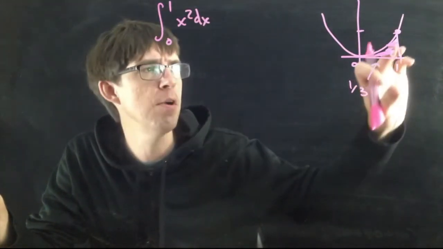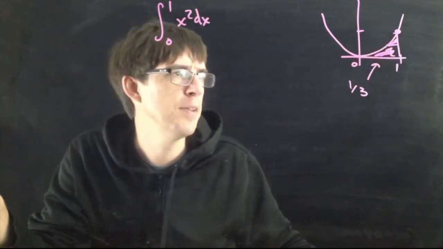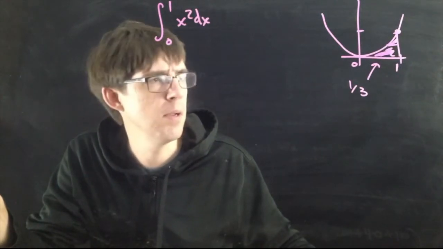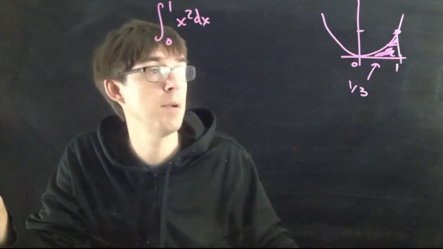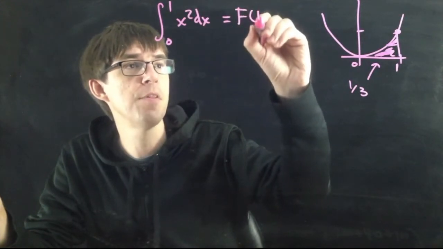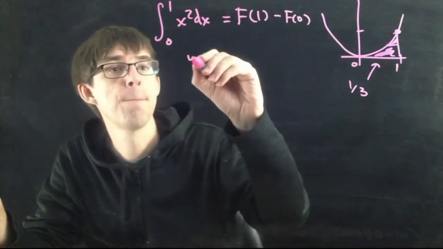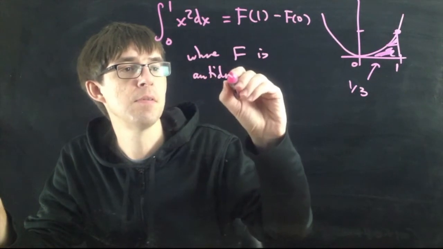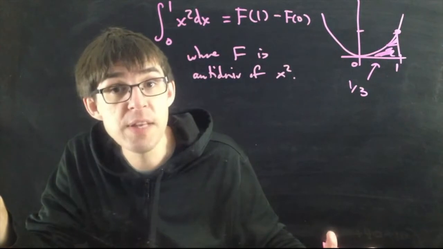In my opinion, it's a bit of a miracle that this area turns out to be 1/3, because it's such a weird shape, and there doesn't seem to be a good reason that it should be some simple answer like 1/3. But the reason, you might say, is the fundamental theorem of calculus. In order to do this, the answer here will be big F of 1 minus big F of 0, where big F is the antiderivative of x squared.